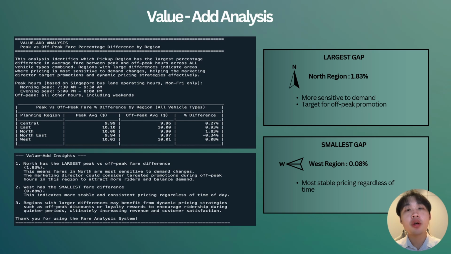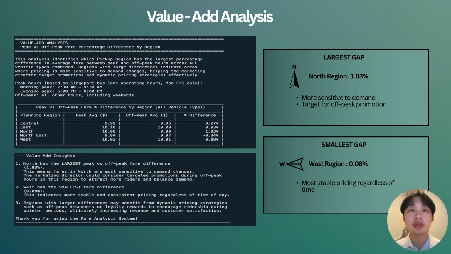For the value add, once the user exits, the program runs one final analysis across all vehicle types. It calculates the percentage differences between peak and off-peak average fares for each region. The region with the biggest gap is the most sensitive to demand changes, which in this case is the North region at 1.83%. That's where the marketing director could focus promotions or adjust pricing to balance ridership between busy and quiet hours. On the other end, the West region at 0.08% shows very stable pricing, suggesting demand there is already well balanced.